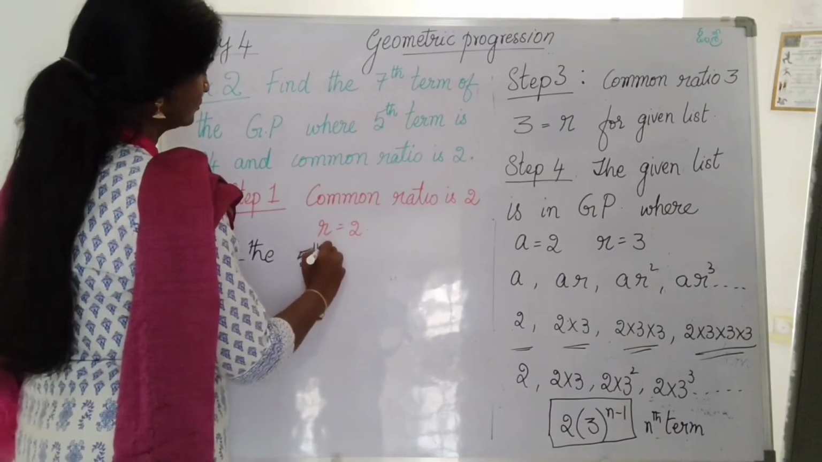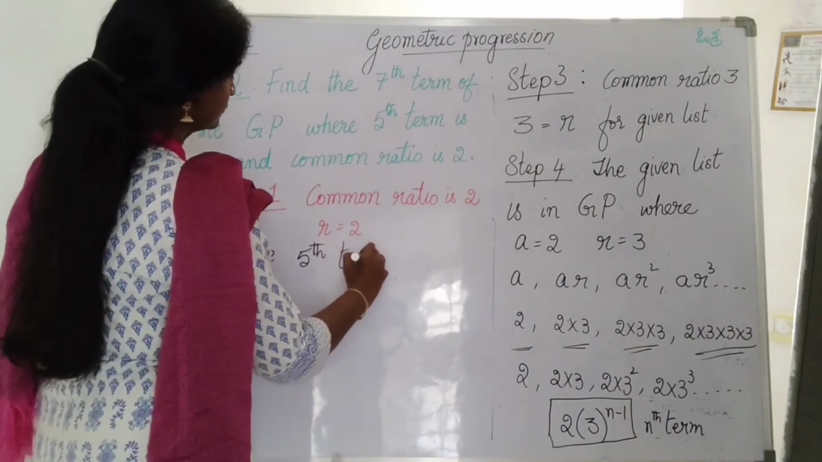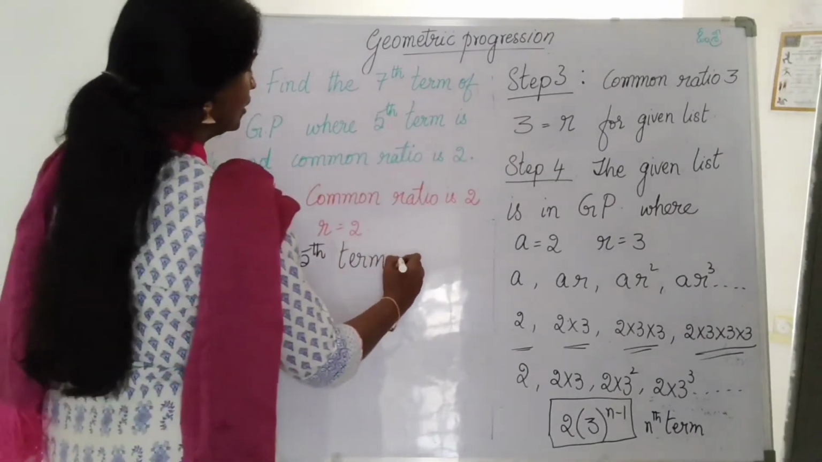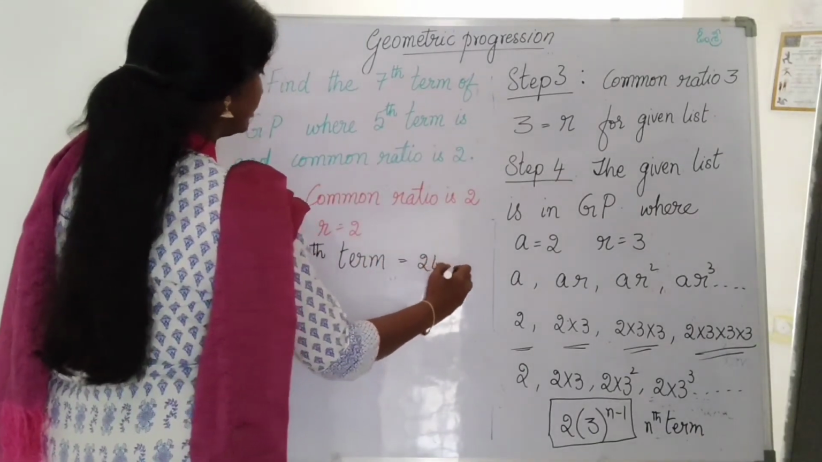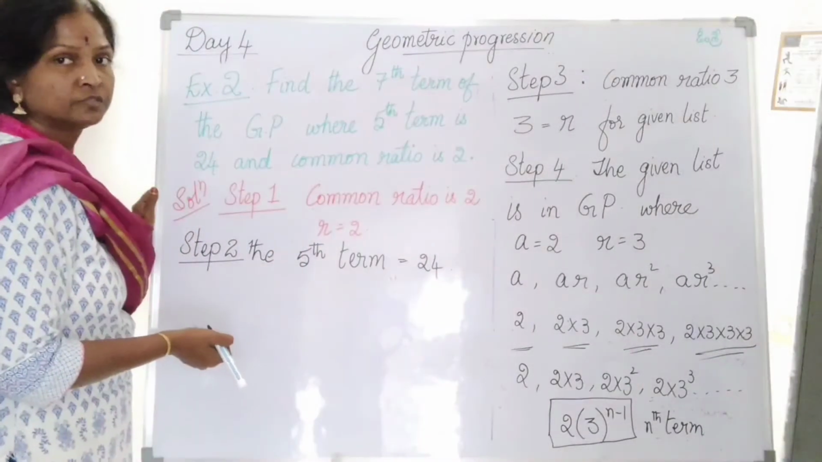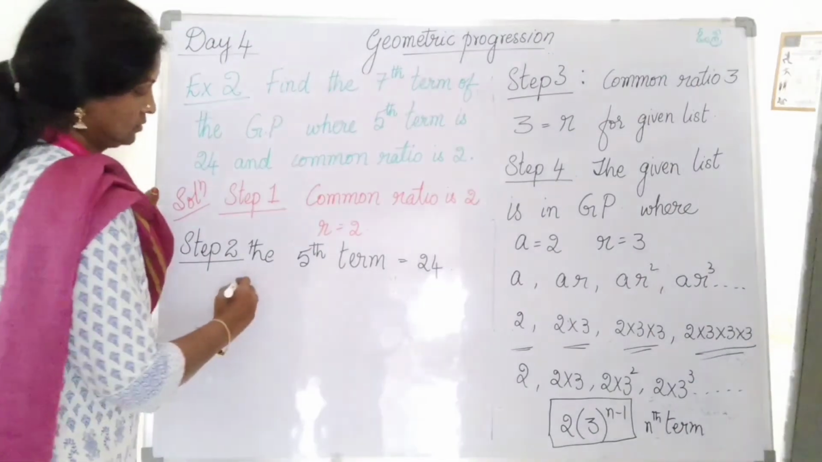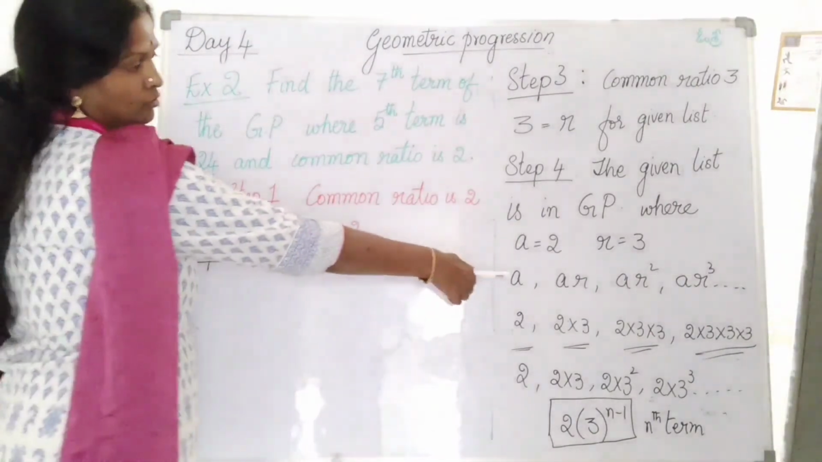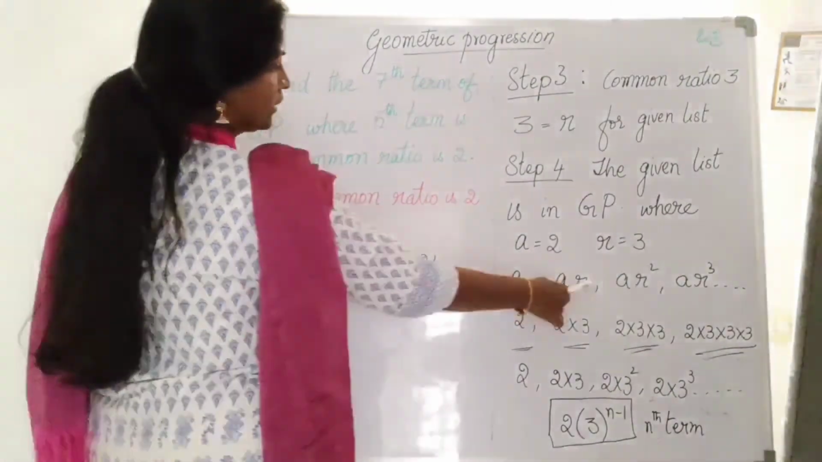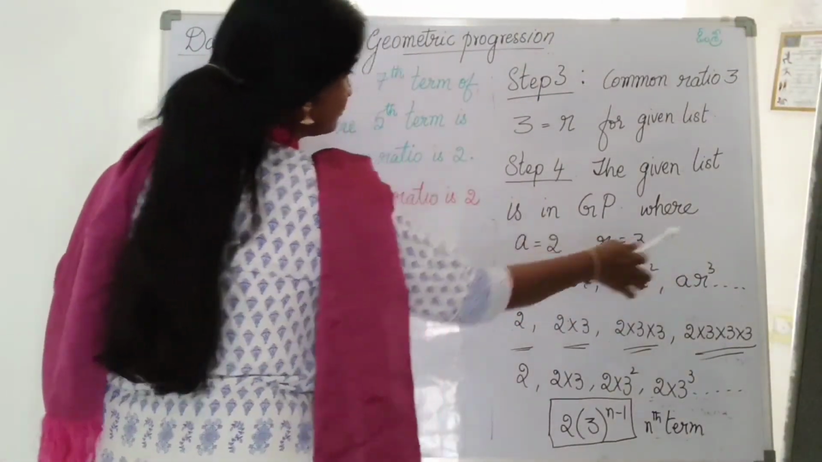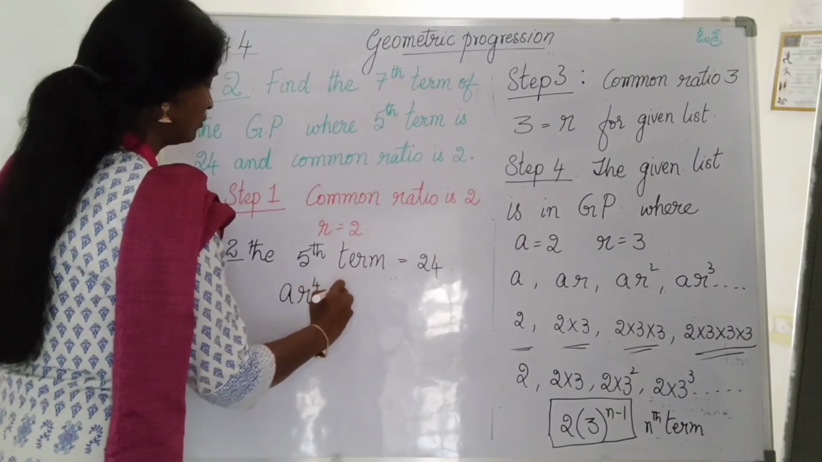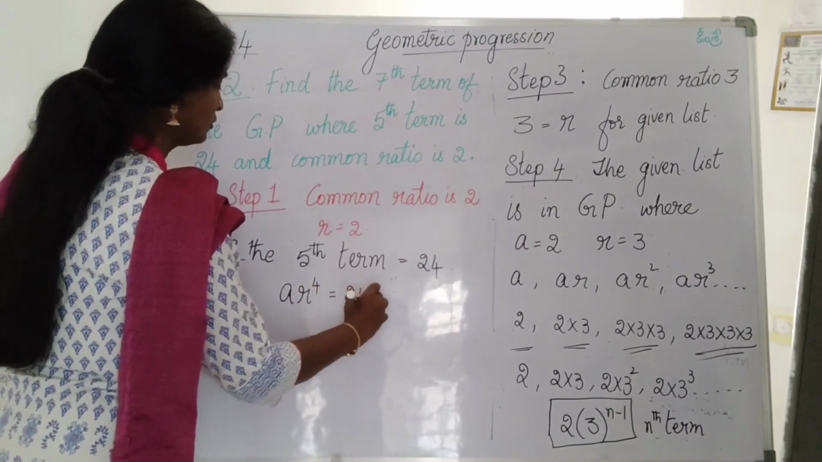The fifth term, it's given, is 24. So fifth term, what is the general form of GP? Yes, we have just learned here. You can see here, this is first term, this is second term, third and fourth. So fifth will be A into R to the power of 4, which is equal to 24.